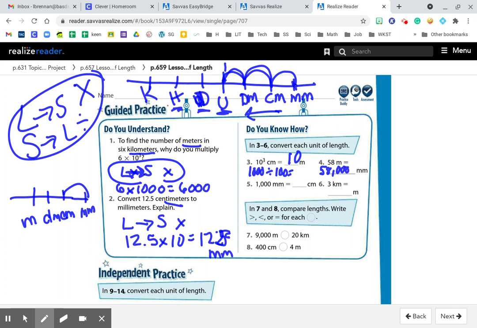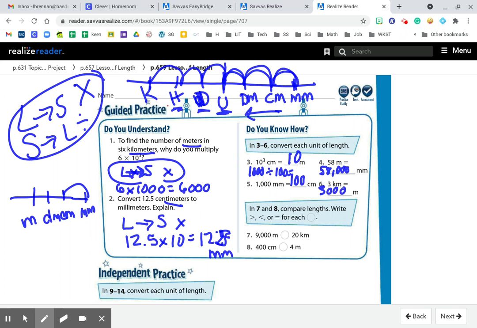Millimeters to centimeters. The centimeters are right next door. So we're going to go from a smaller unit to a larger unit. So we're going to divide by 10. Because they're right next door, we get 100. Kilometers to meters, we're going from a larger unit to a smaller unit. And kilometers to meters is 10, 100, 1,000. So we're going to multiply by 1,000. So we get 3,000 meters.